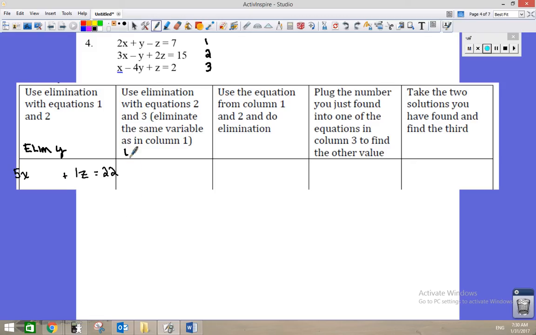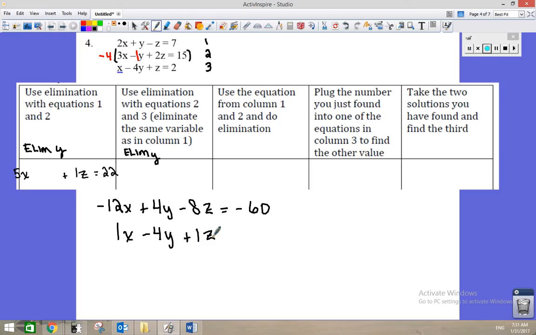We still want to eliminate the y variable. We want to use equations 2 and 3 to do it. When I look at that y variable, I see a negative 4 and a negative 1. I need this to be a positive 4. So if I multiply negative 4 times the negative 1, that'll get me the positive 4, and y will be eliminated. So in equation 2, everything gets multiplied by negative 4. I've got negative 12x plus 4y minus 8z is equal to negative 60. In equation 3, I've got 1x minus 4y plus 1z is equal to 2. The y's are eliminated because these are equal and opposite.